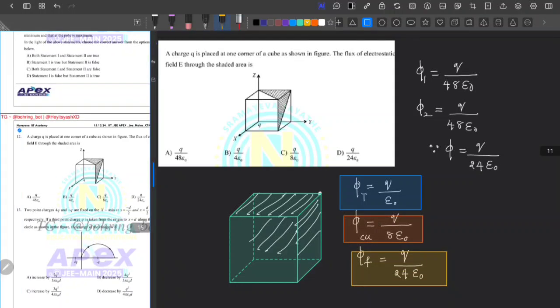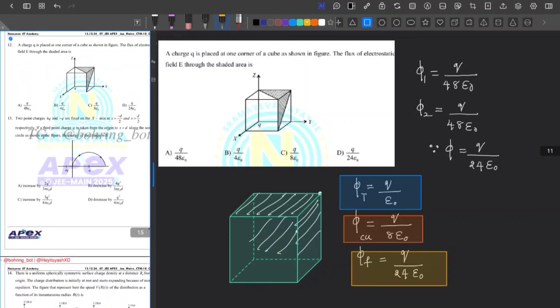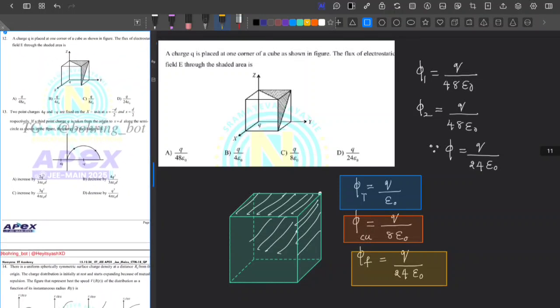So that was question number 12. Right, now look at question number 13. So question 13.